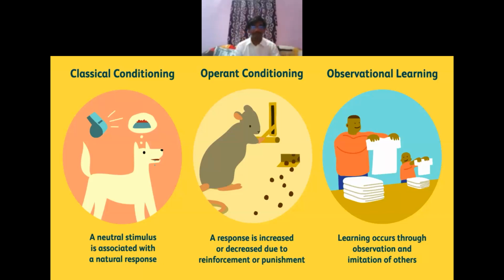First type, a natural stimulus is associated with natural response. Some children will naturally respond to every single thing. The teacher asks a question, and before the question is finished, they respond. Before being asked, they respond. Asked the question to Prakash, answered by the student. Student natural. Okay. Next, a response is increased or decreased due to reinforcement or punishment.